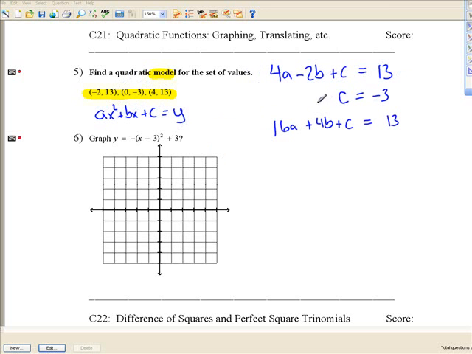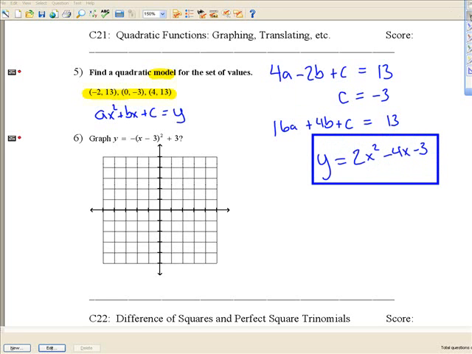I'm going to go ahead and plug this in my calculator as a matrix, and then run reduced row echelon form on it. Find out that a is 2, b is negative 4, and c is negative 3. So my equation, my model, is y equals 2x squared minus 4x minus 3. This is the equation of a parabola that will contain all three of the given points. Any questions here?